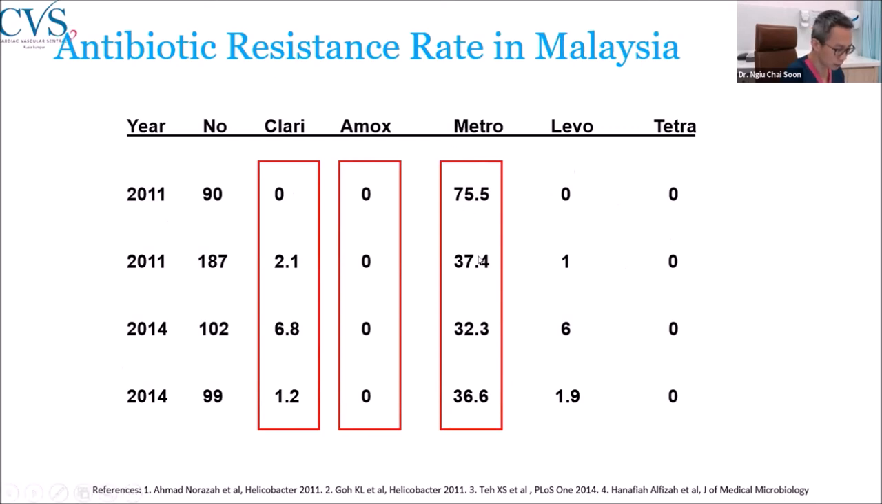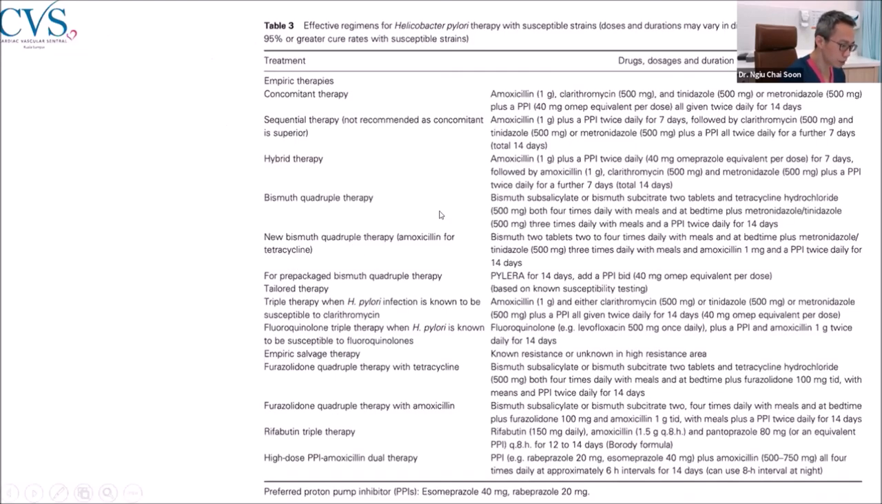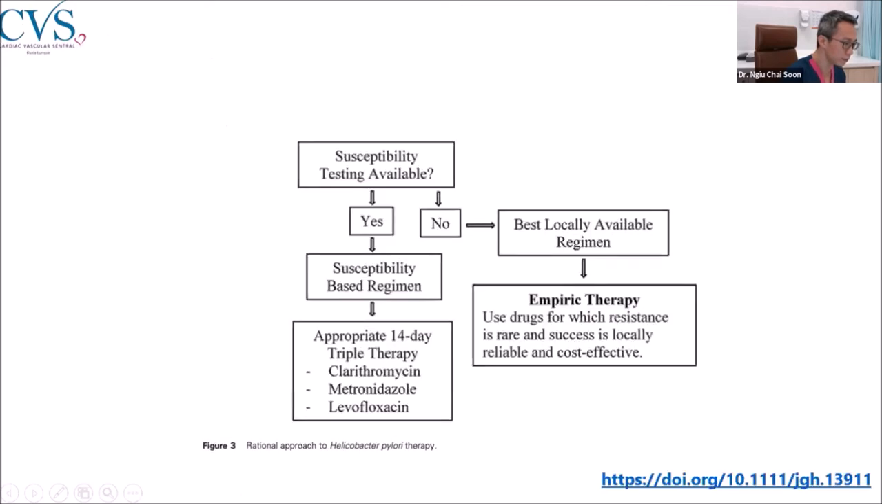Actually, you can look here that the local resistance rate of metronidazole is not that great. So metronidazole should not be used in the treatment for Helicobacter in Malaysia. This slide basically just shows us various antibiotic regimens that we use to treat Helicobacter pylori.